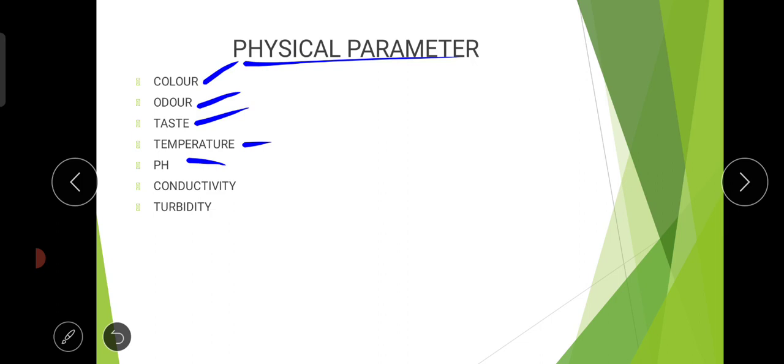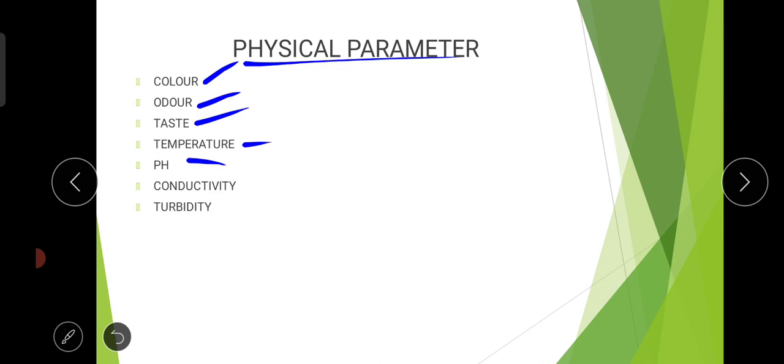If you dip litmus paper in the water and it converts to light reddish in color, then it indicates acidic nature. If it converts to light bluish in color, then it indicates basic nature. If there is no color change, then it is neutral. Understood? Like that we have to evaluate pH. The pH of water should be 6.5 to 8.5. Please remember these standards.